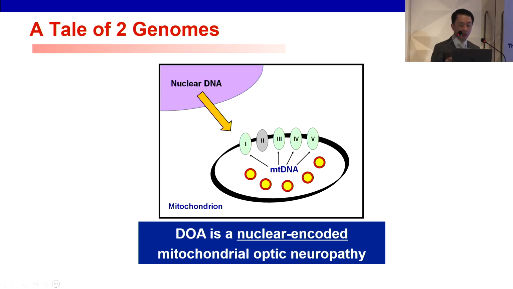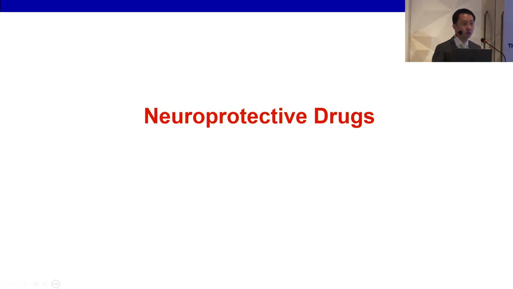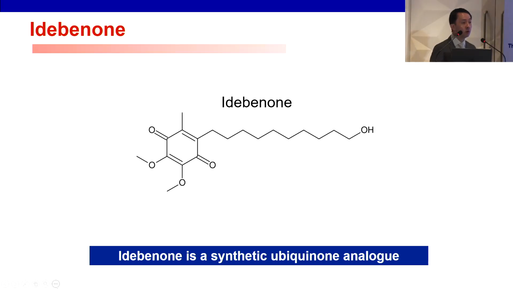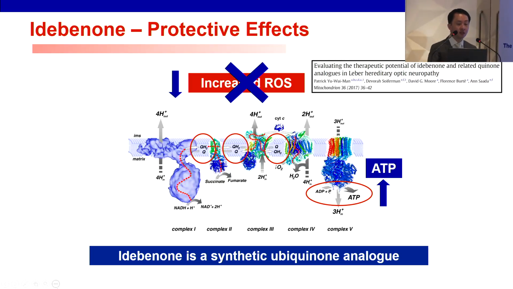So what about treatment for this condition? I'm going to focus on OPA1 simply because I don't have time. Let's talk about neuroprotective drugs. We already heard from Professor Wang from Taipei that idebenone is a synthetic ubiquinone analog, and it's quite a neat molecule in terms of what it does, because it pushes electrons along the mitochondrial inner membrane, and because of this you get an increase in the amount of ATP being produced, and decreased levels of reactive oxygen species. That's the reason why this has been used for Leber's optic neuropathy.